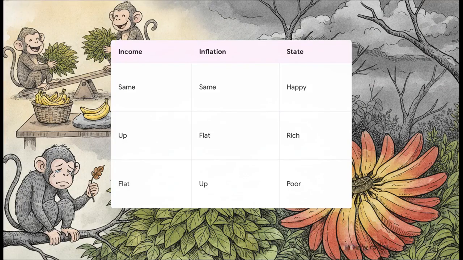So the crucial point is, how does this actually affect you? Well, it all depends on your personal ratio of income to costs. Let's map this out. If your leaf growth, meaning your income, goes up at the exact same rate as the banana price, the monkey state is happy. You break even. If your leaves go up but the banana price magically stays the same, you're incredibly wealthy, rich as you know what. But if your leaves stay exactly the same and the banana price goes up, that equals one poor, sad monkey. Your standard of living just took a massive hit.